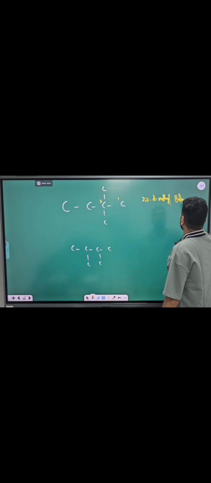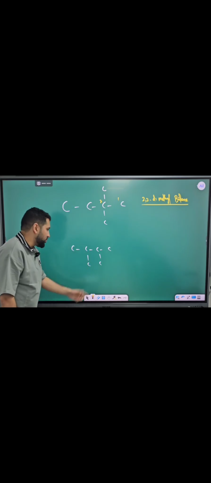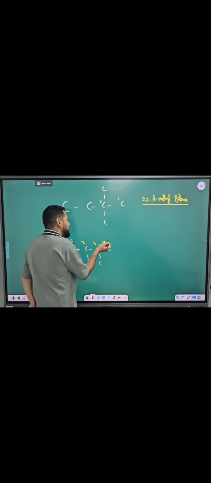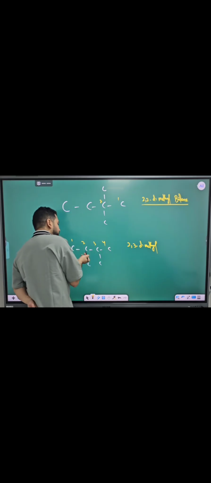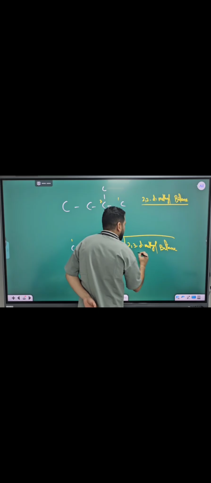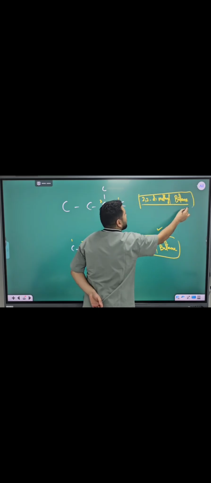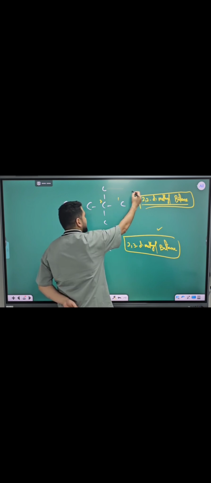2,2-dimethyl butane. Then if I talk about this one, I can number it 1, 2, 3, 4, or you can number it from the other side, the same thing. Now this time, can I say at position number 2 there is a methyl group, as well as at position number 3 there is a methyl group. So I can name it 2,3-dimethyl. How many carbons are in the main chain? 1, 2, 3, 4. 4 means butane. 2,3-dimethyl butane. So this one will be structure number 4 and this one will be structure number 5. So it is 5 structures.